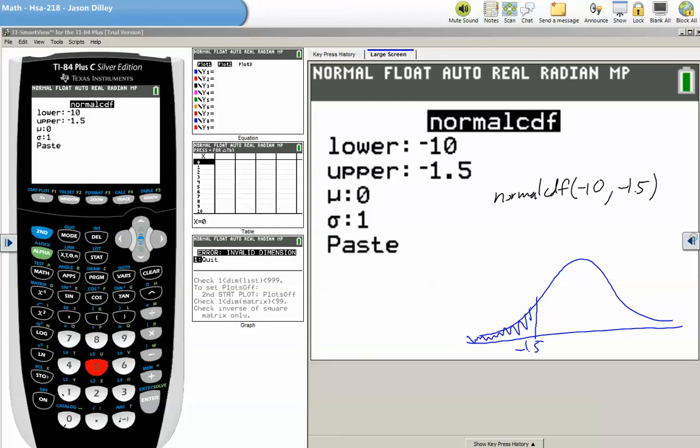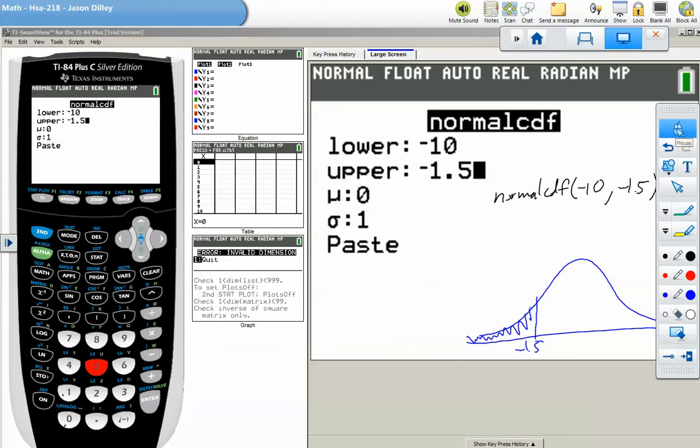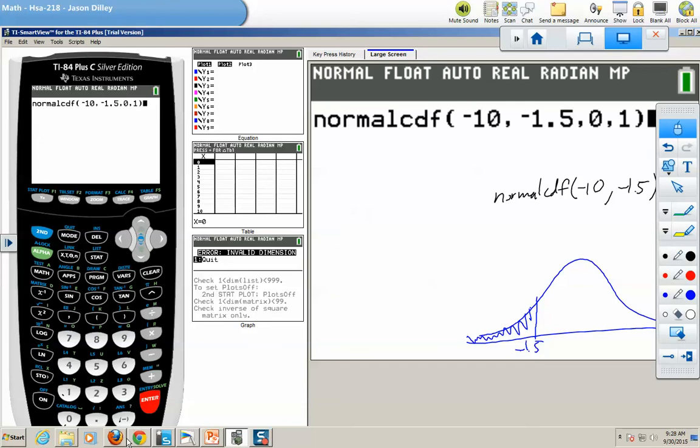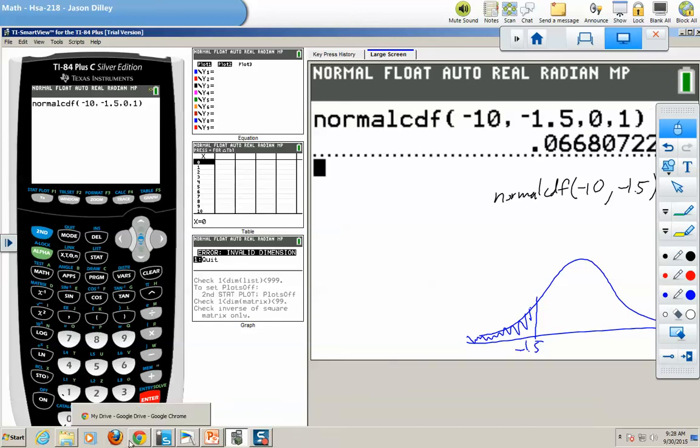Go ahead and go down to paste, and press enter. Notice when you do that, it puts normal CDF and those commands into the menu, which is exactly what Courtney and Justin and Joe are all looking at right now. You guys just had to put those numbers in. We got the wizard to put it in for us. Press enter one more time, and it gives you your amount.